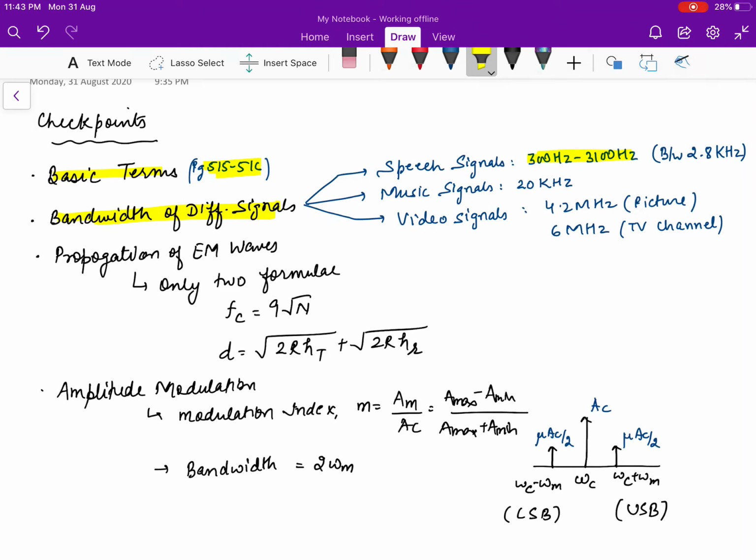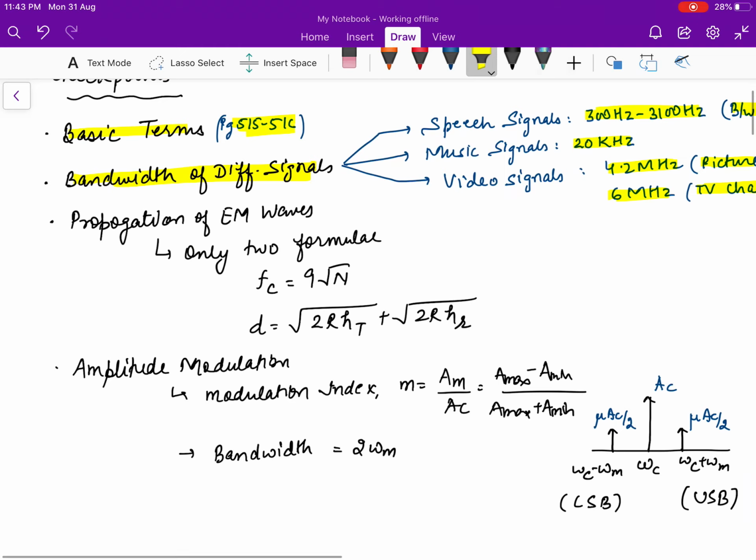So we typically take for a telephone signal, we take the bandwidth to be 2.8 kilohertz. Music signals, the typical bandwidth would be 20 kilohertz because you need that low and high frequencies both. For video signals, we have 4.2 megahertz if you have to transmit only picture, and for picture and sound you need a TV channel, that is 6 megahertz. That is for a typical SD channel. Now with the HD and other contents it might be much larger.